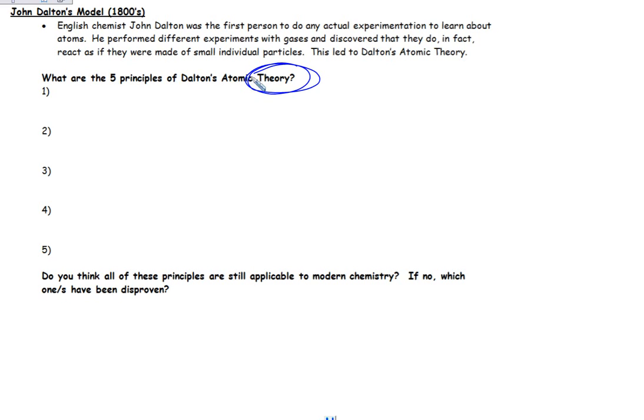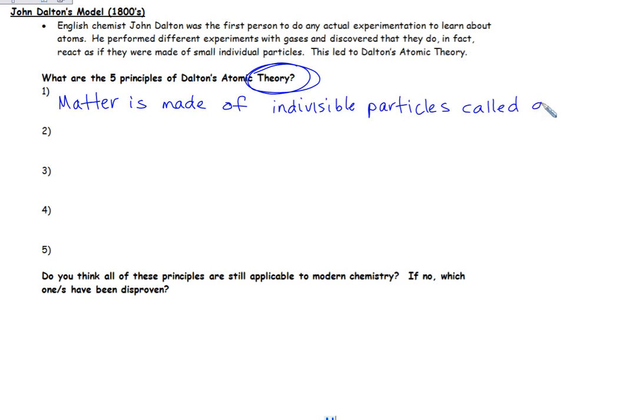Okay, so we've got 5 theories or principles that make up Dalton's atomic theory. Numero uno, matter is made of, now you have to watch this word, indivisible particles called atoms.